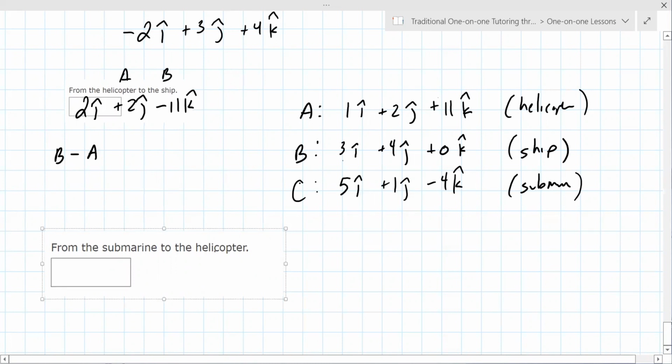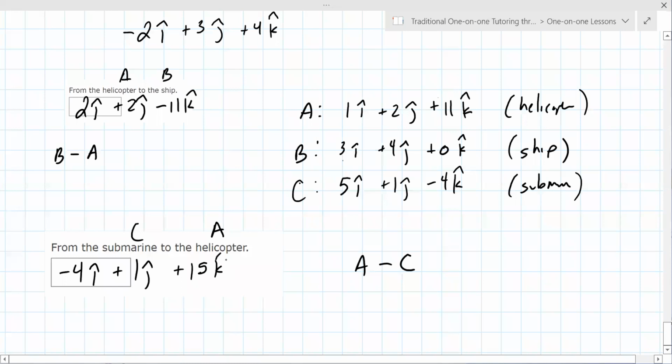So from the submarine to the helicopter, that's C to A. So it's A minus C. This time it's 1I minus 5I, that's minus 4I. 2J minus 1J plus 1J. 11K minus negative 4K, so that's 15K. So far, it's just been adding and subtracting a couple of squared problems.